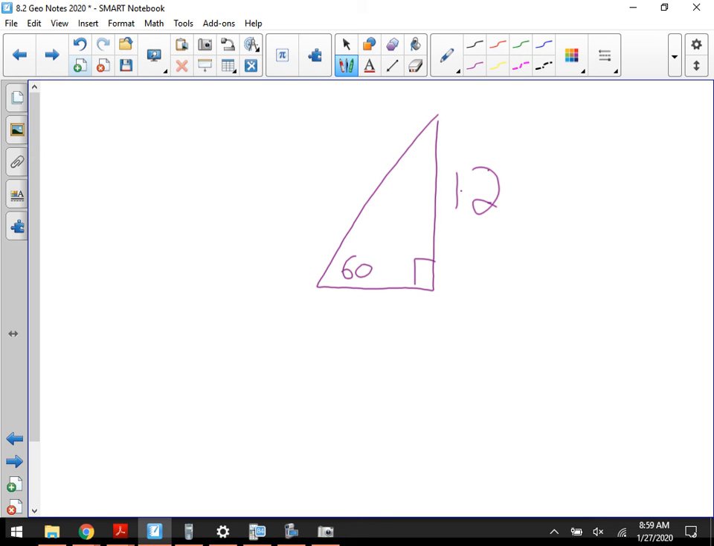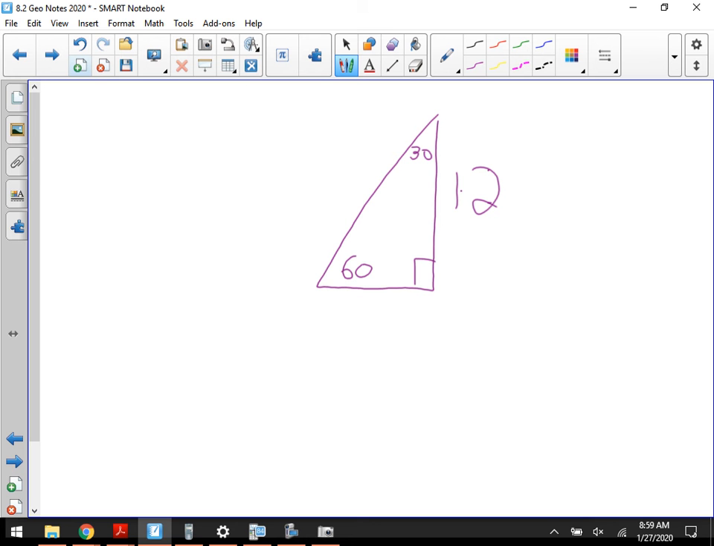Let me show you the weird case. Again, it's a 30, 60, 90. It doesn't have to have all the values in there to show that it is. It just has to have one of the angles. So you can put the 30 in there. All right, so, same thing.